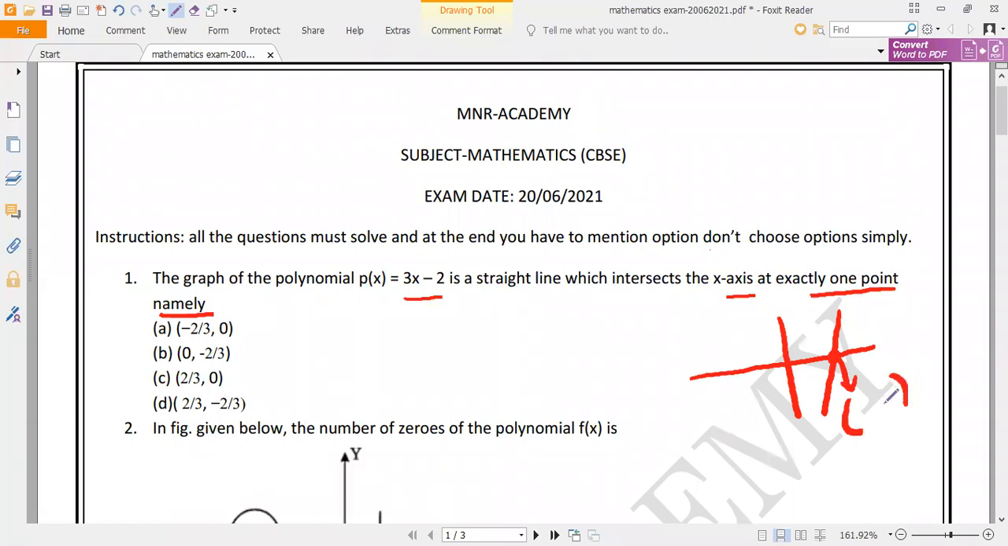On the x-axis, what is the y value of the point? It is x comma 0. Do you understand? It is x comma 0. On the x-axis, the y value is 0. Do you understand? Please respond. What is the point on the x-axis? X comma 0. Okay? On the x-axis, y value is 0. We know the y value. Y equal to 0. Y is nothing but our p of x. Do you understand?